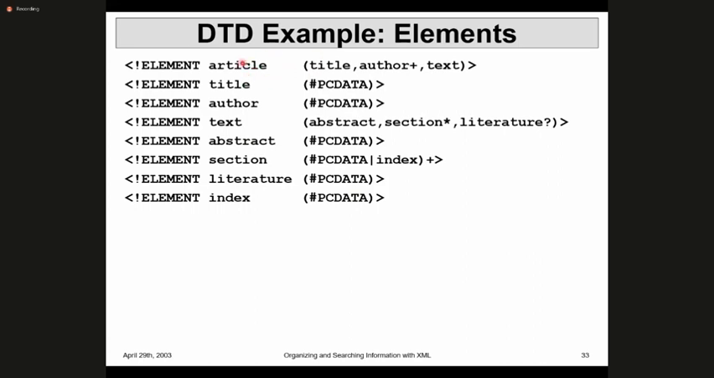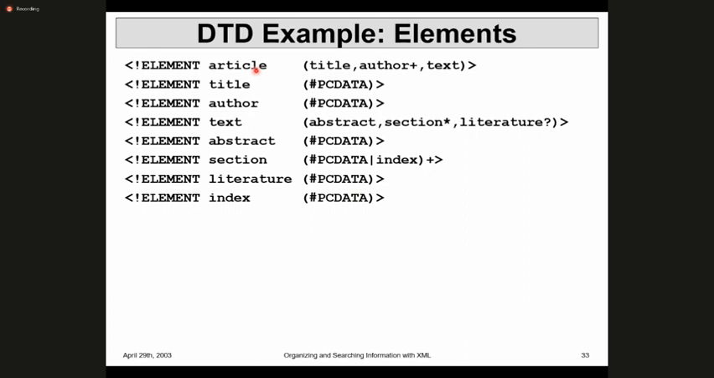This article element can have only these sub elements or tags. Article can have only title, author, or text. Here there's a plus mark. What does this plus mark mean? There can be multiple authors, but there can be only one single title.